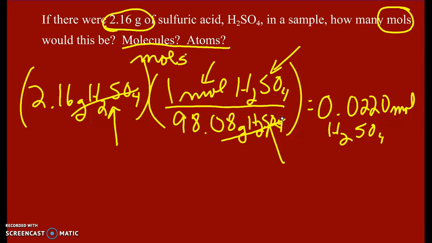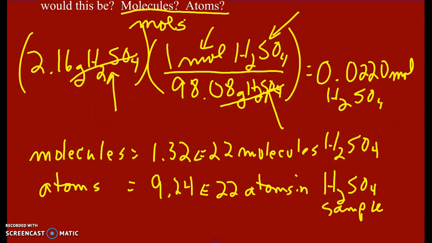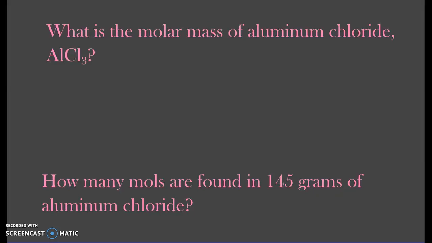Now I think you can do the rest of this on your own. 1 second, please. And we end up with these two numbers, 1.32 times 10 to the 22nd molecules of sulfuric acid and 9.24 times 10 to the 22nd atoms in sulfuric acid. Those are calculations that you've done before and you should be pretty good with. So let me move us on a little bit here. And I have a couple of questions.